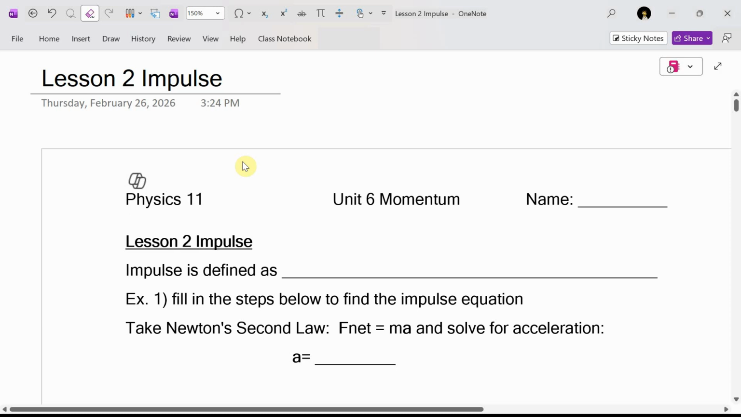Let's begin. Can you do me a favor, please, Ollie? Can you read the title? It says Lesson 2, what?